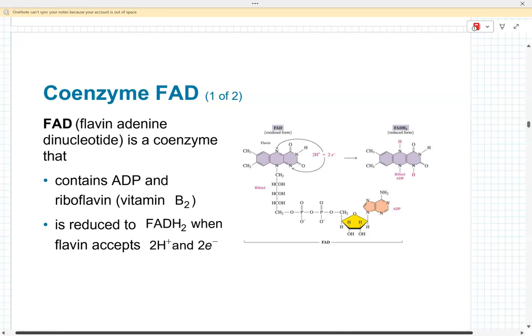Another coenzyme with a very, very similar function is FAD. Same story. You have the oxidized form, FAD, which can accept hydrogen and electrons, becoming a reduced form, FADH2. Okay? FADH2 can lose hydrogen and electrons, going back to its FAD form.